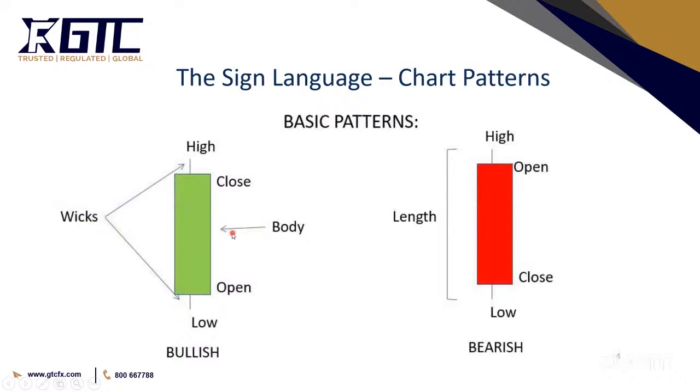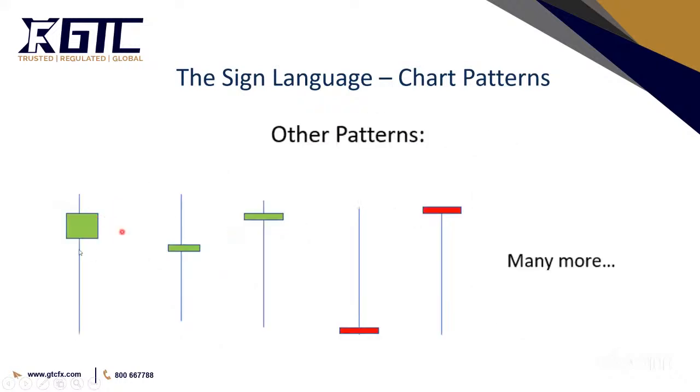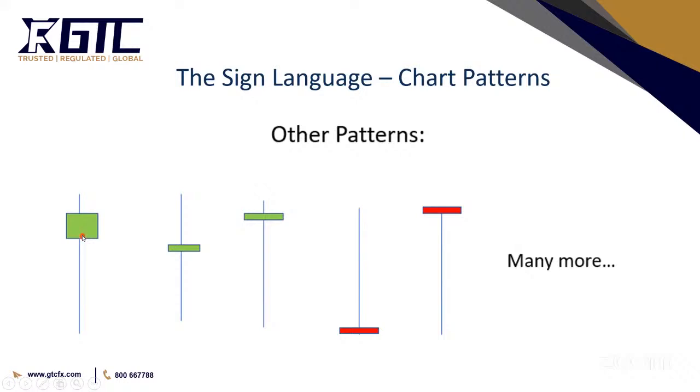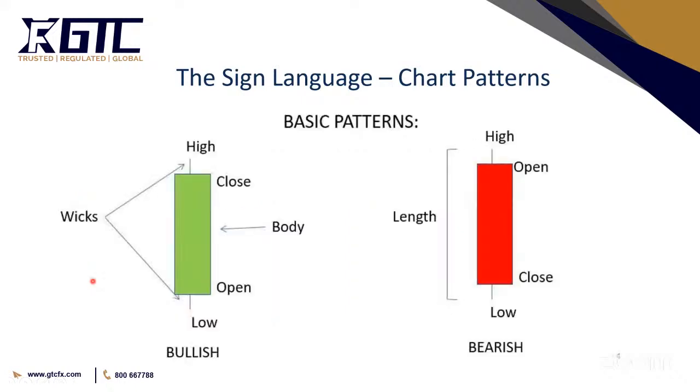There is a physical difference, right? Can you identify the difference? Brother Amin has already said the body is different. Here, the significant part is the body. Here, the significant part is the lower wick. I want to bring your attention to this part. When the close is significantly higher than the open, it is called a bullish candle because control is lying with the bulls.